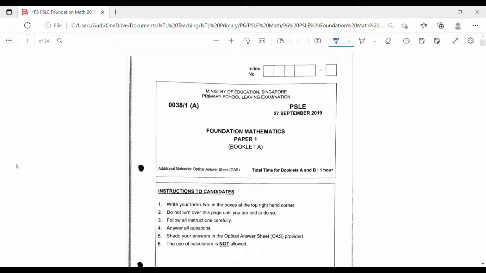So this is the PSLE Foundation Math 2019 paper. We are going to do this. The way to do it is I'm going to explain the question. I will show you how to do the questions. At the end of the explanation for each question, you pause the video and then you try the question on your own. And then you move on to the next question. So you should play, watch how we solve the question, pause the video, try the question on your own, and then play the video again. Okay, so let's start.